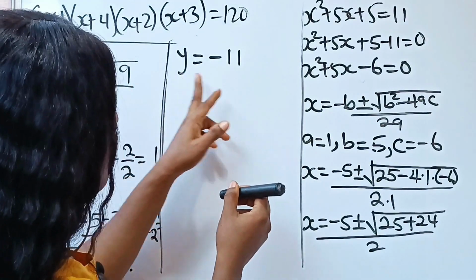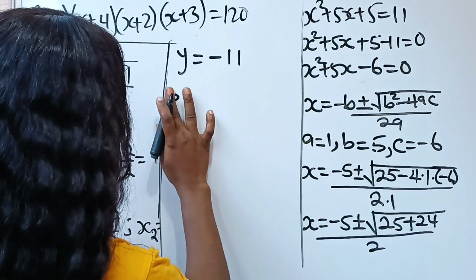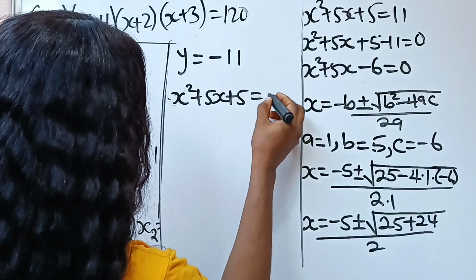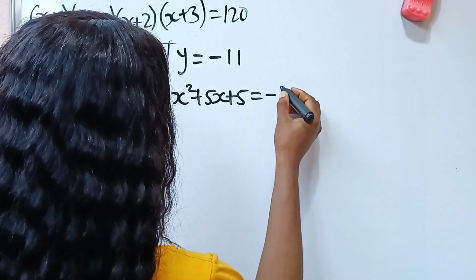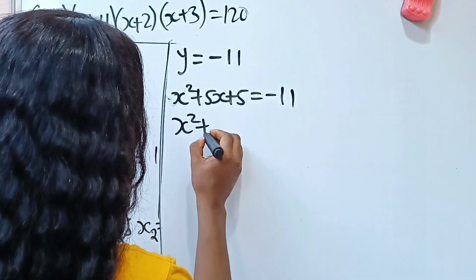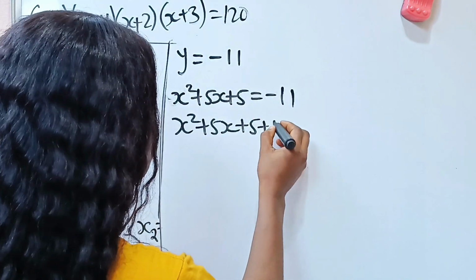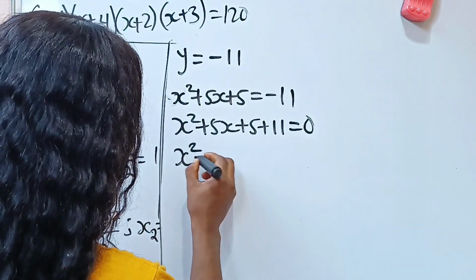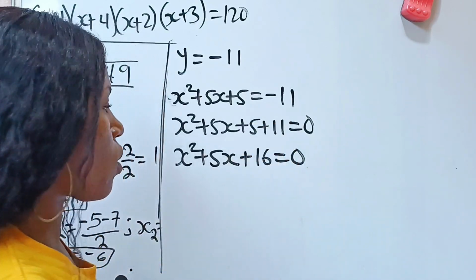And recall that our y is what? x squared plus 5x plus 5. So that means that x squared plus 5x plus 5 is equal to minus 11. All right. So we have x squared plus 5x plus 5 minus 11 will cross to become plus 11 is equal to 0. So we have x squared plus 5x plus 16 is equal to 0.